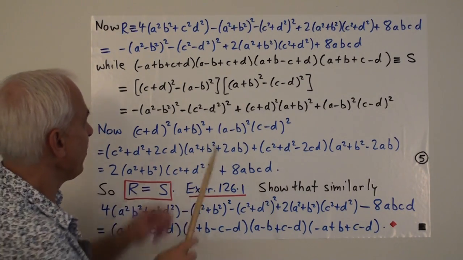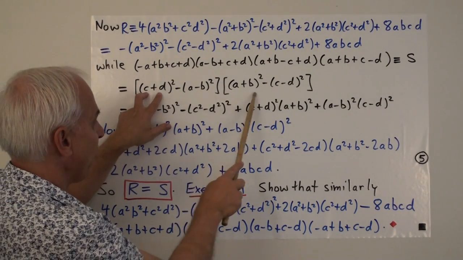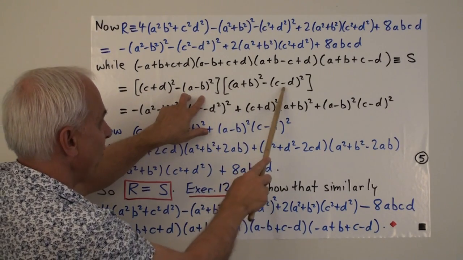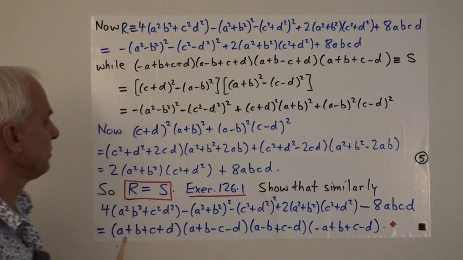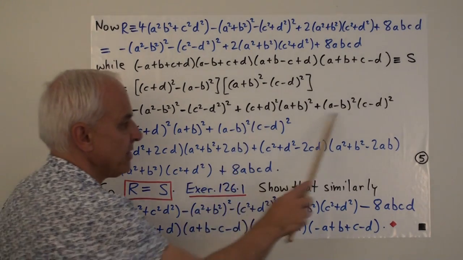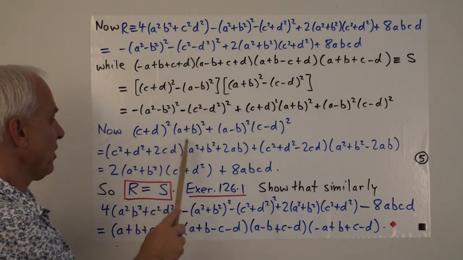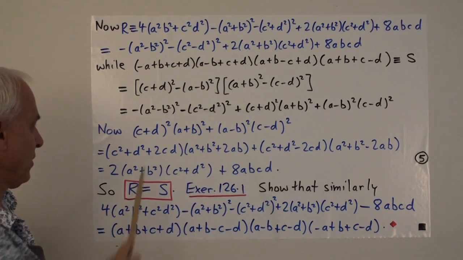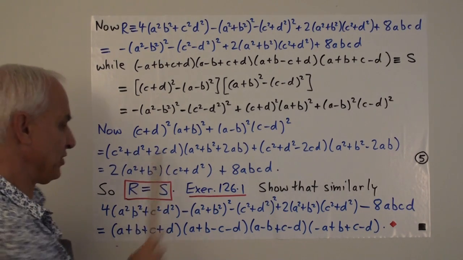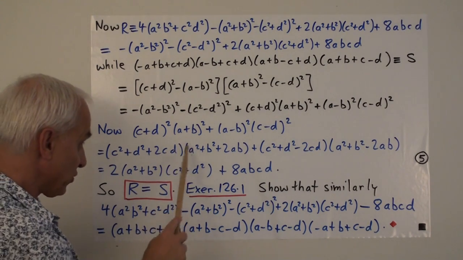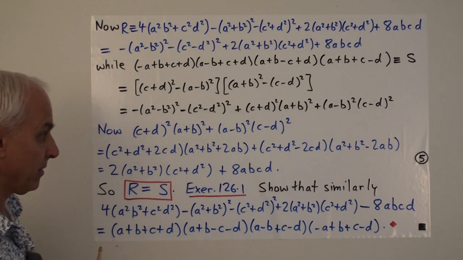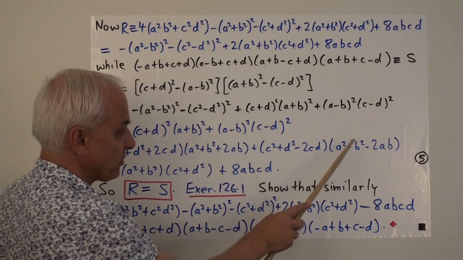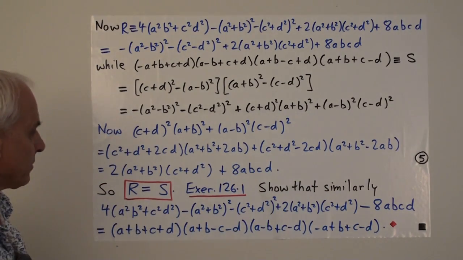Okay, and then there's some cross terms. There's c plus d squared times a plus b squared, this times this. And there's plus a minus b squared times c minus d squared. Now let's have a look at these last two terms here. c plus d squared times a plus b squared plus a minus b squared times c minus d squared. Okay, c plus d squared is c squared plus d squared plus 2cd. a plus b squared is a squared plus b squared plus 2ab. Over here we have c squared plus d squared minus 2cd, and here a squared plus b squared minus 2ab.